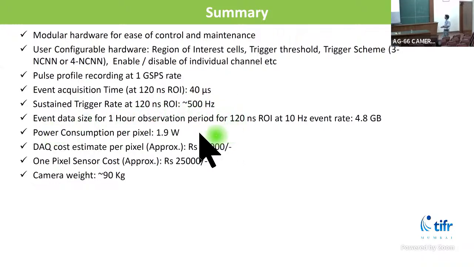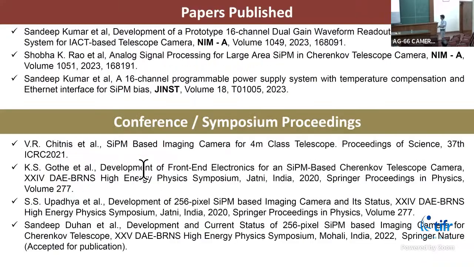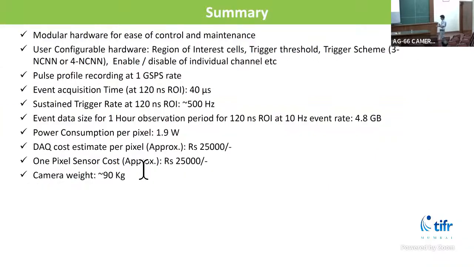And this is the event data size for 1 hour observation at this ROI and 10 Hertz event rate, about 4.8 GB. Power consumption per pixel is 1.9 watt. This is for front end as well as back end electronics combined. And the cost estimate is about 25,000 for the DAQ, and roughly about the same cost for the 1 pixel sensor. And the camera weight is about 900 kg. Oh, sorry, 90 kg.